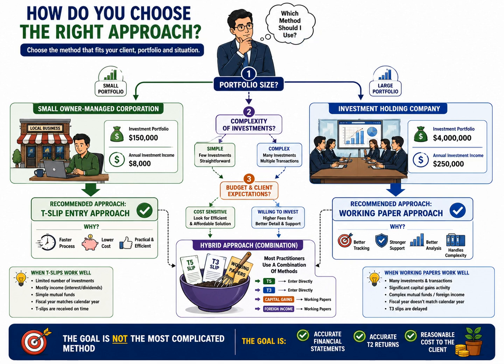The most important lesson from this slide is that the objective is not to use the most complicated method. The objective is not to create the largest working paper file. And the objective is certainly not to impress the client with complexity. The real objective is much simpler. Prepare accurate financial statements. Prepare an accurate T2 return. And do so at a reasonable cost to the client. When those three goals are achieved, the right approach has been chosen.